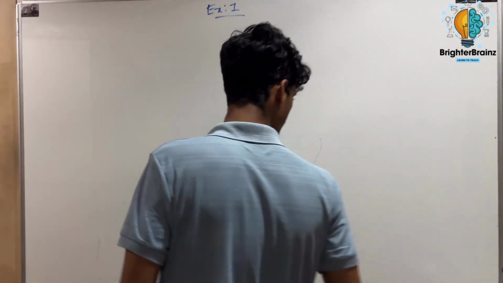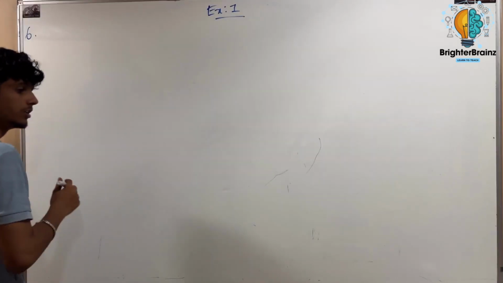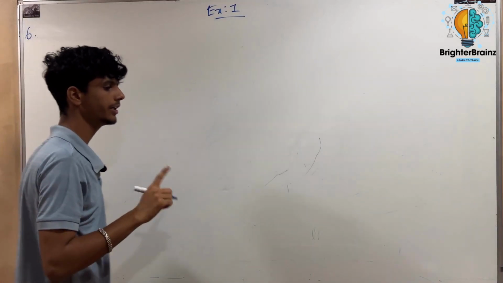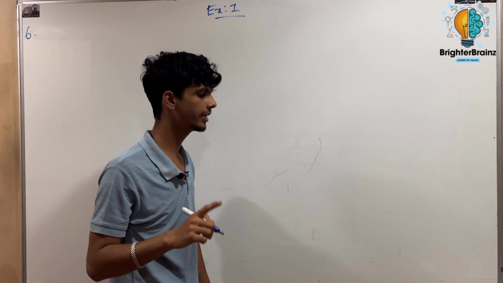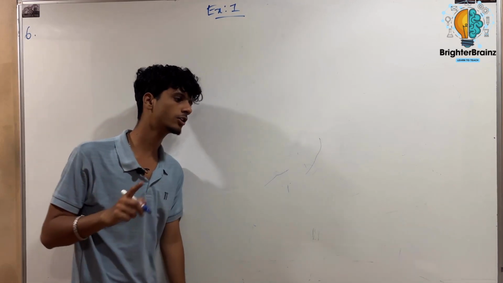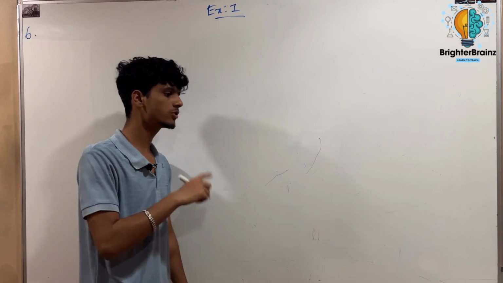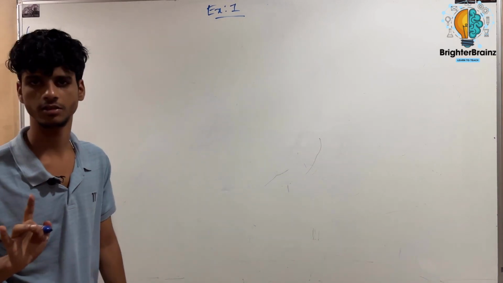Now we'll discuss the sixth question. Fifth is done. Now the sixth question. In triangles ABC and XYZ, if angle A and angle X are acute angles such that cos A equals cos X, then show that angle A is equal to angle X.